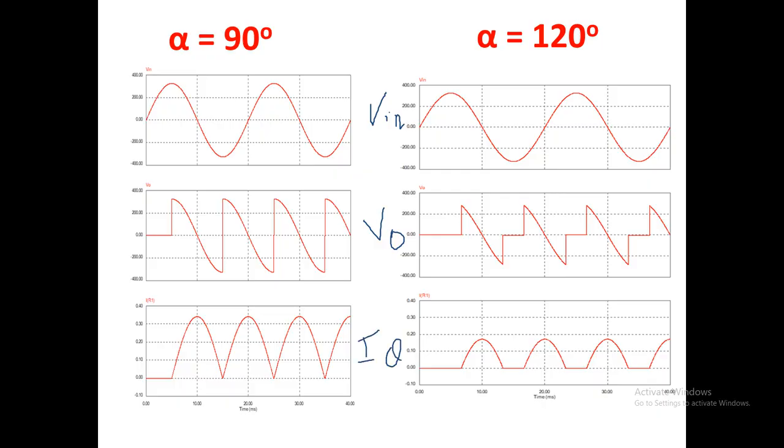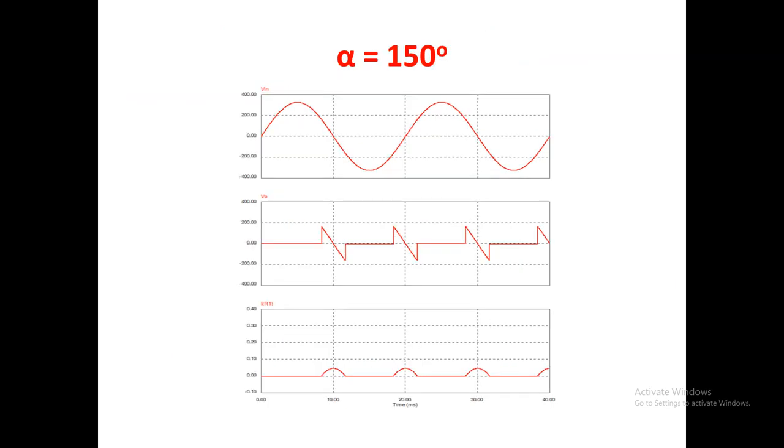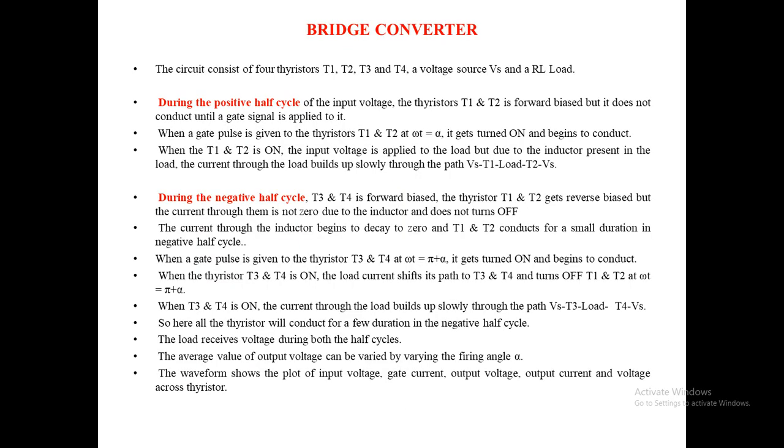So this is for alpha equal to 90 degrees, and when alpha is equal to 120 degrees, the conduction will be less, and the inductance stored energy dissipation will be over here. If we increase the inductance, we can clearly observe that the positive area will be less compared to the negative area for alpha equal to 120 degrees. And this is alpha for 150 degrees. Here this is V naught, this is the input voltage, and this is I naught. So these are the explanations for the bridge converters.